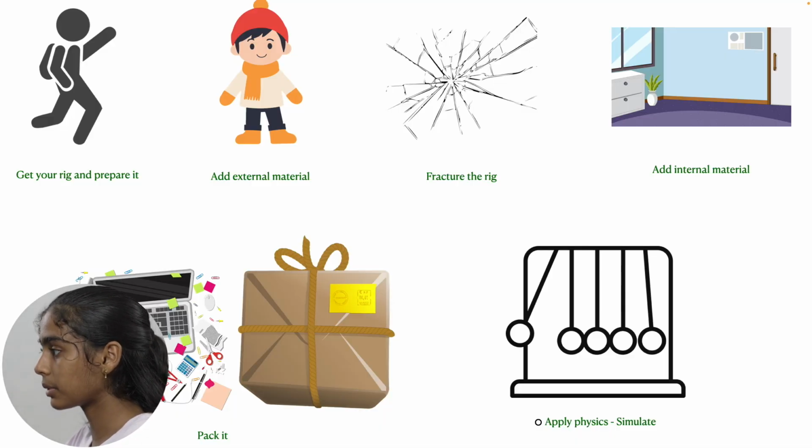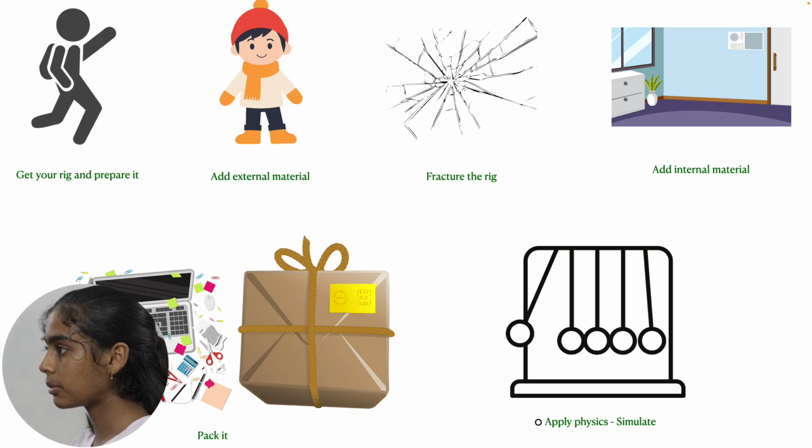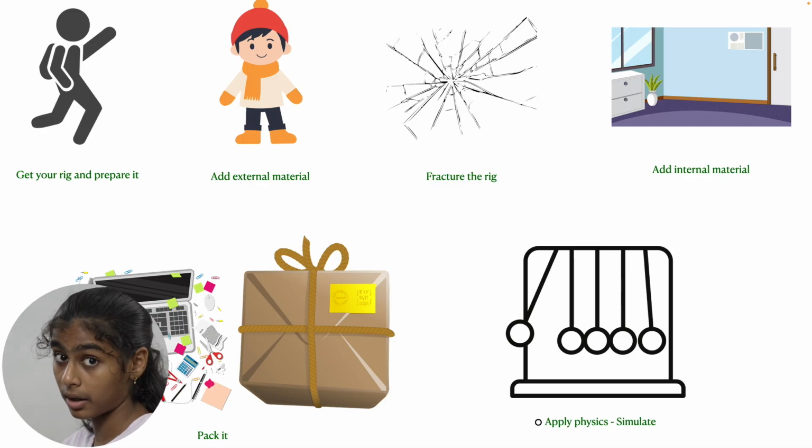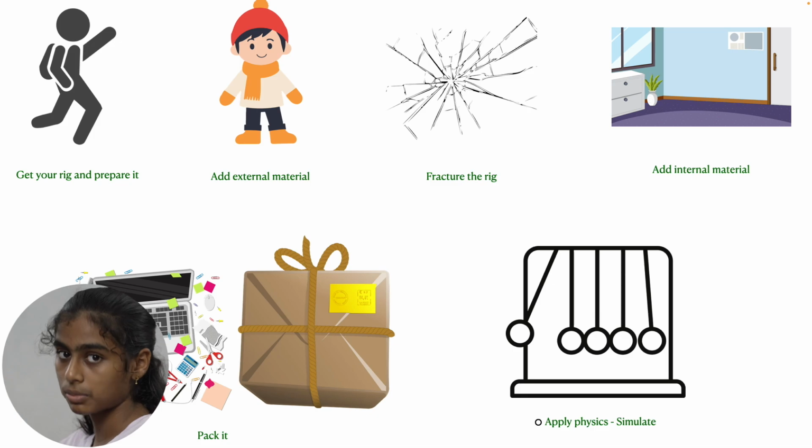And after we fracture the rig, then we have our internal material, which means that once we fracture it, we'll have our interior parts, and we're going to have to give that a separate color, which will be a grayish white sort of color. And once that's done, we're going to have to pack our geometry. We need to pack our geometry because the RBD simulation that we're going to do after requires packed objects, which will have fewer primitives.